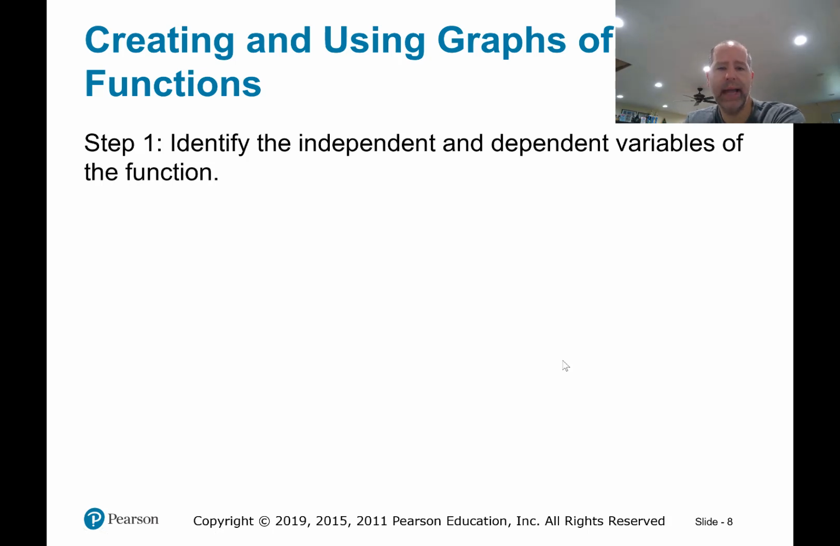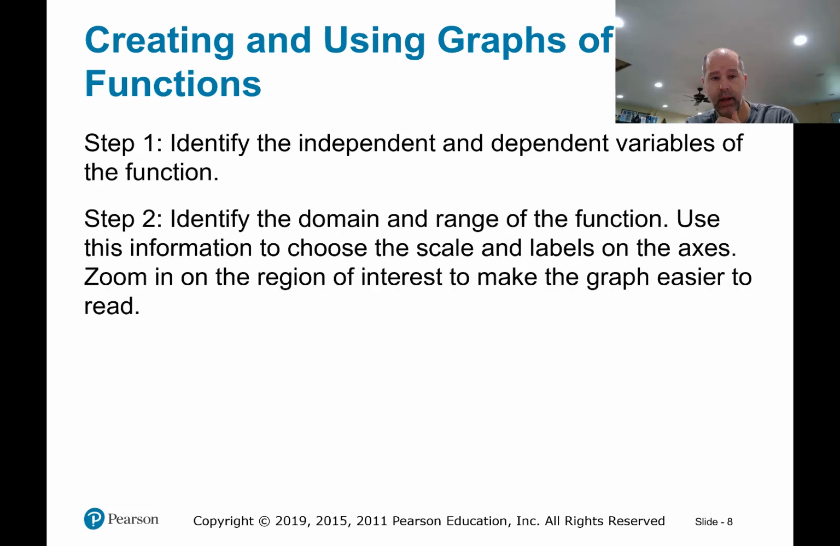So when we create and use graphs of functions, here are the steps that we go by. First, we have to identify the independent and dependent variables of the function. And then the second thing is identify the domain and range of the function. And then we're going to use the information to choose the scale and labels on the axes, and then zoom in on the region of interest to make the graph easier to read. And we're talking about a graphing calculator when we talk about zooming in, okay?